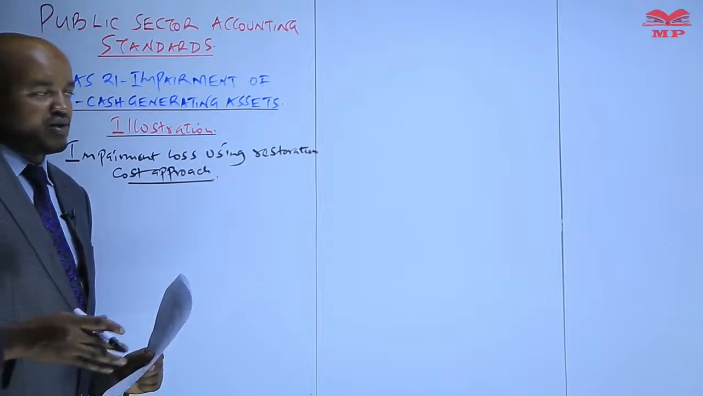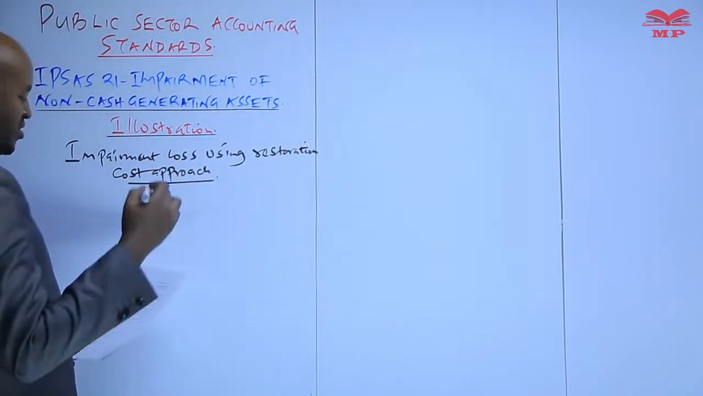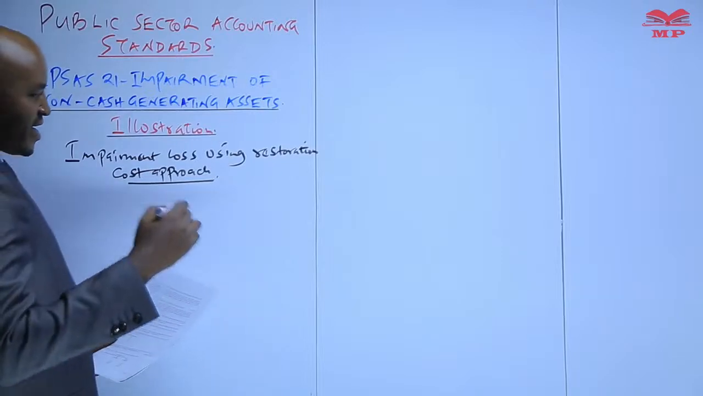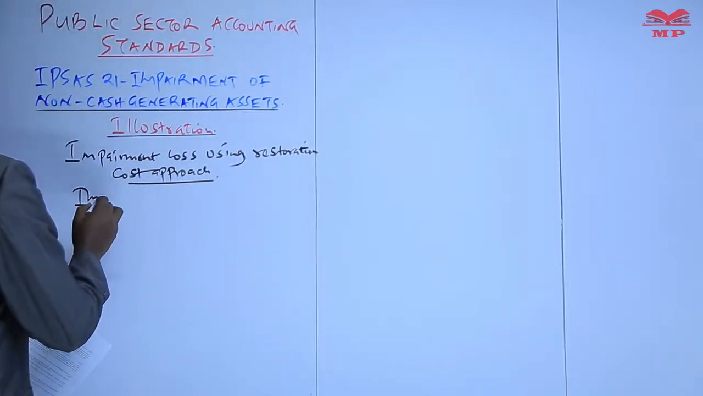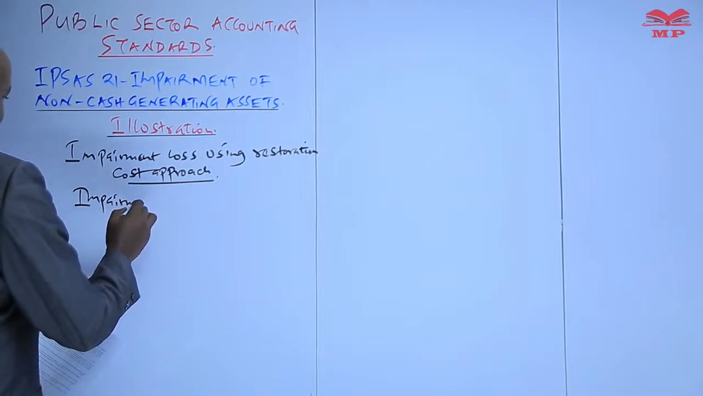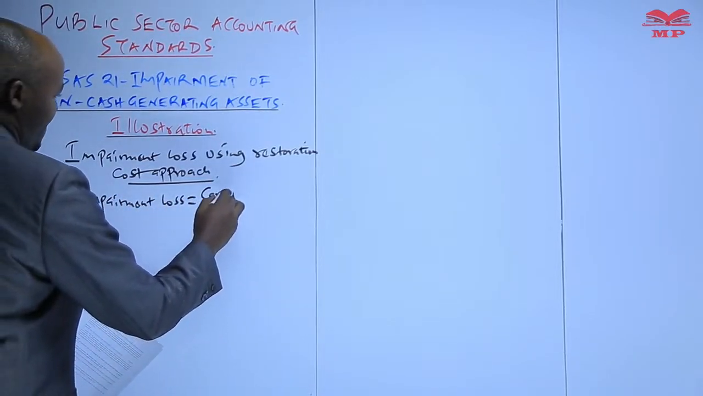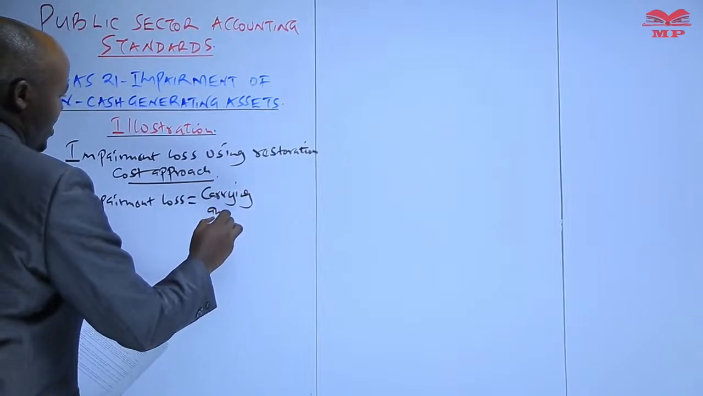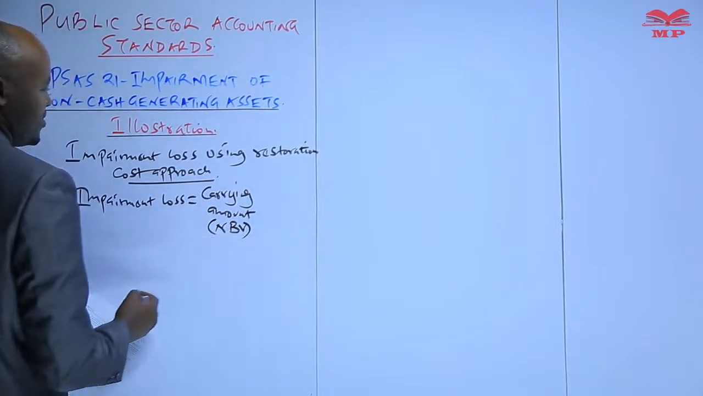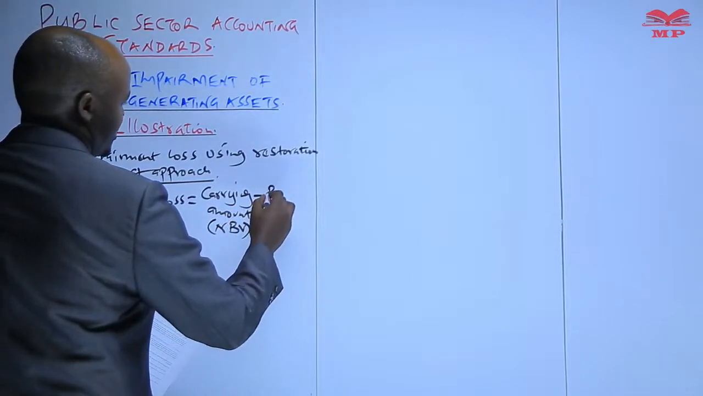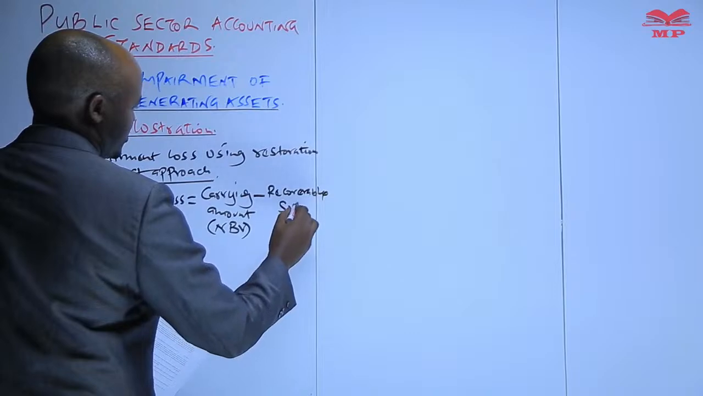So the first thing which you need to remember here as a student is how do we determine the impairment loss of a non-cash generating asset under IPSAS 21. So the impairment loss is equal to the carrying amount of a non-cash generating asset, which is the same as the net book value, minus the recoverable service amount.